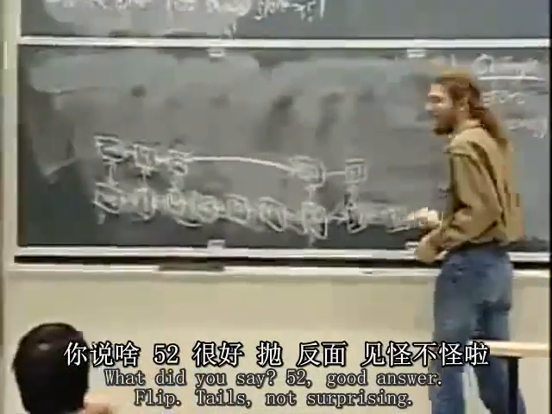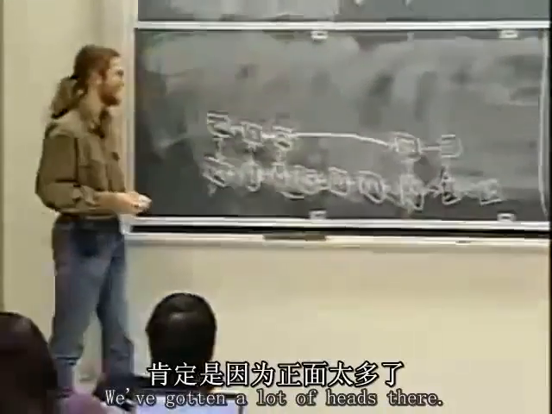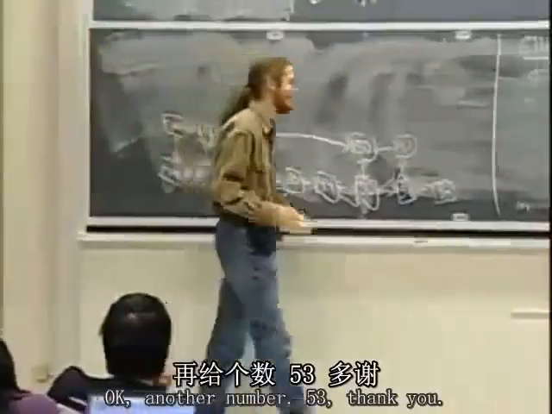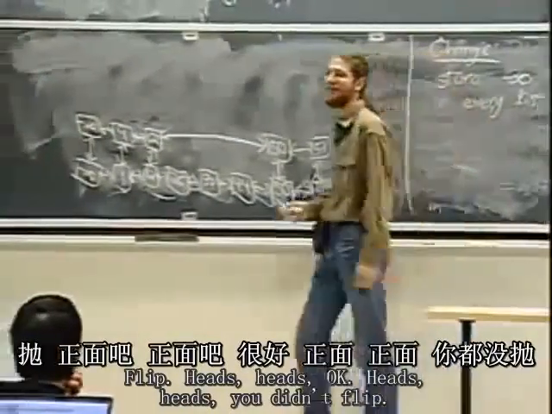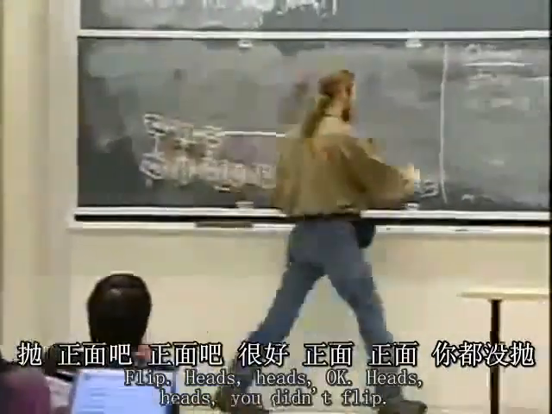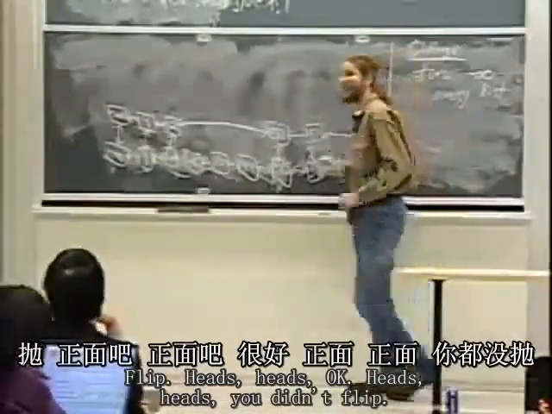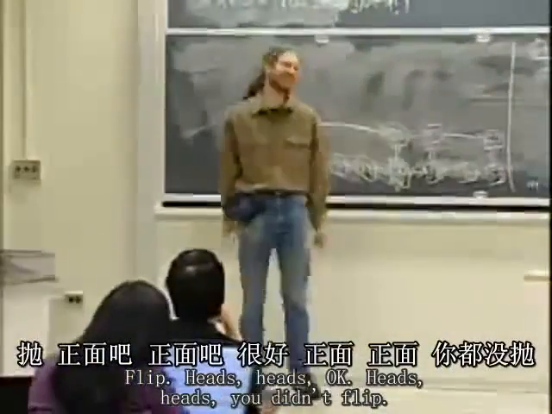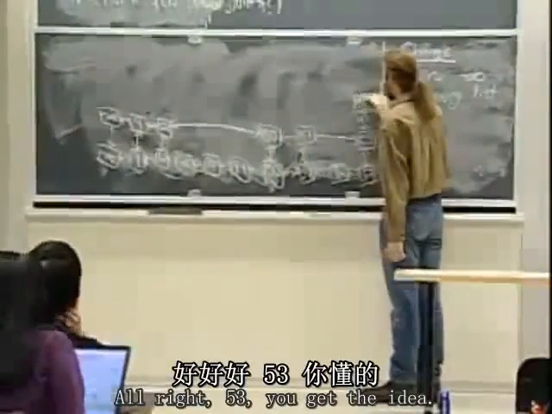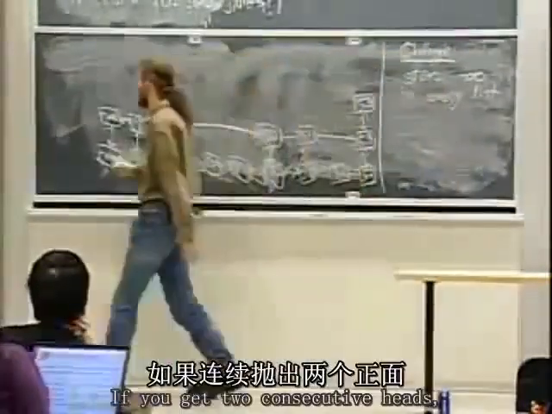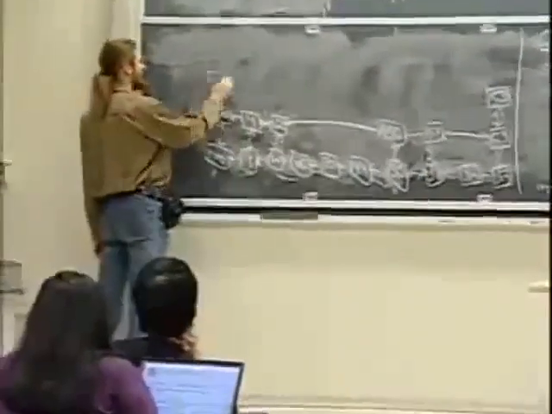Flip. Tails. Not surprising. We've gotten a lot of heads there. Okay, another number. 53. Thank you. Flip. Heads. Okay, good. Heads. Heads. You didn't flip. All right. 53. You get the idea, right? If you get two consecutive heads, then the guy goes up 2 levels. Okay, now flip for real.